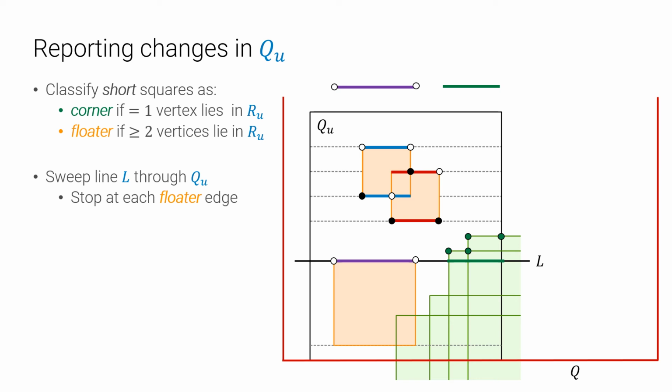But we still need to report the green vertices that the line L skipped over. These are contributed by the corner vertices. And to report them, we use a different data structure which stores the corner squares. So at a very high level, the data structure is relying on this staircase-like structure that this union of corner squares has within the rectangle, as you can see in this example.